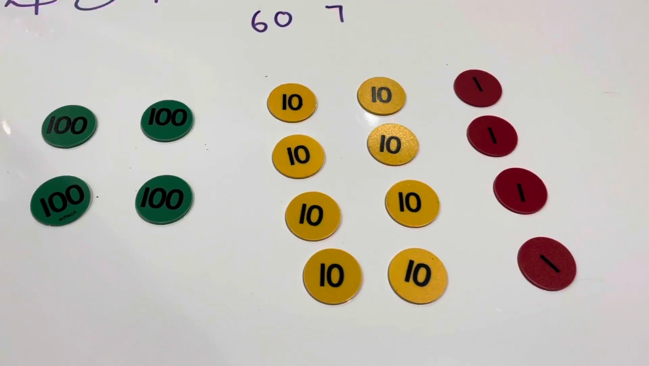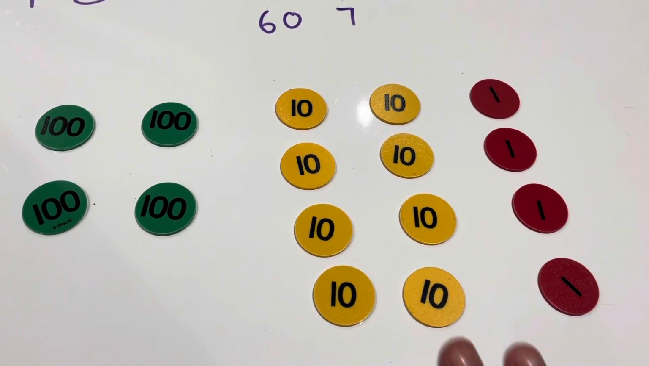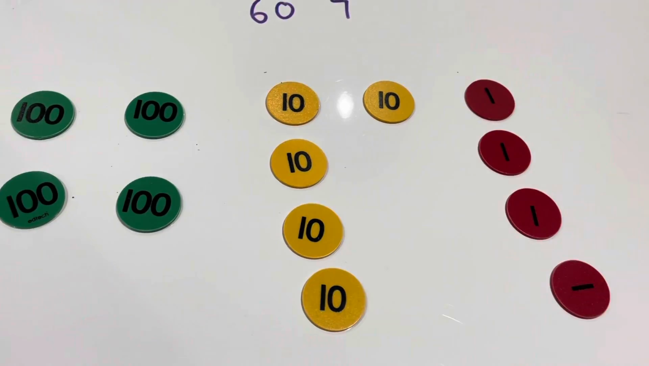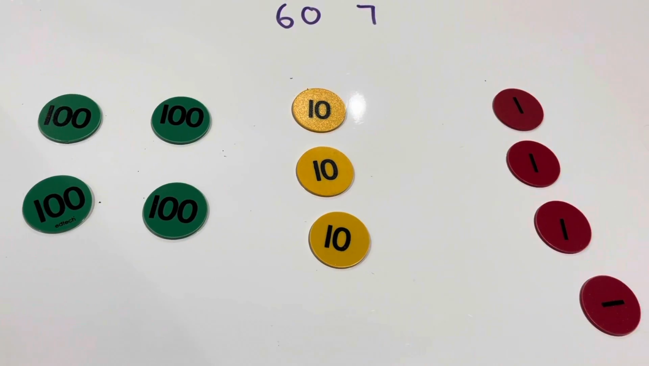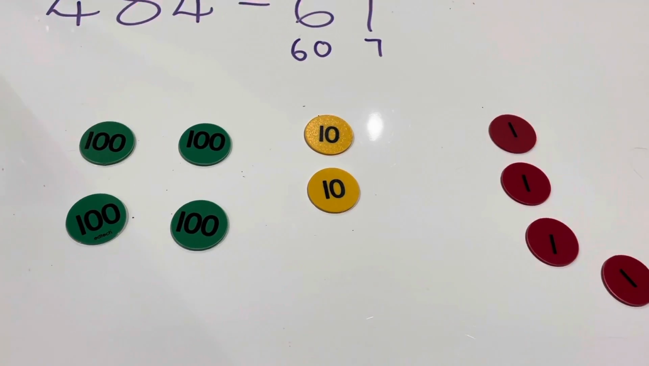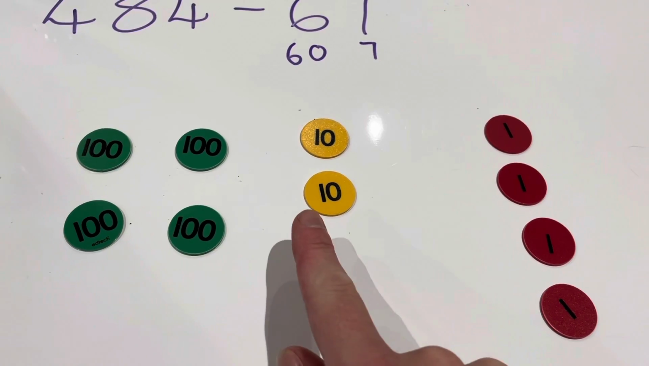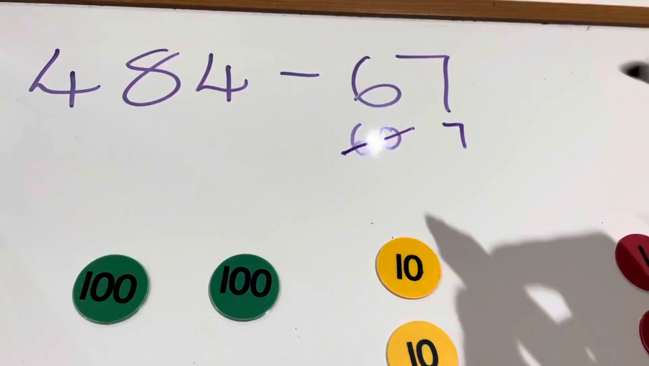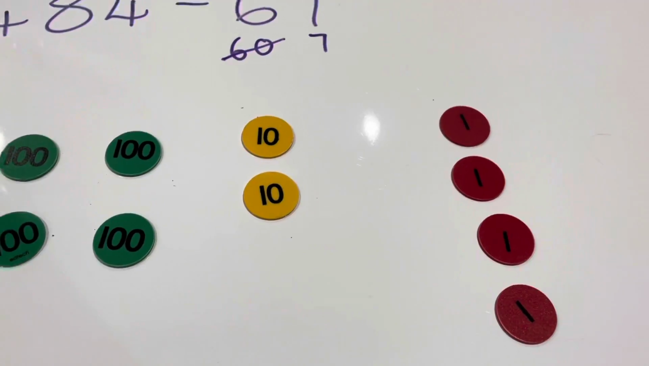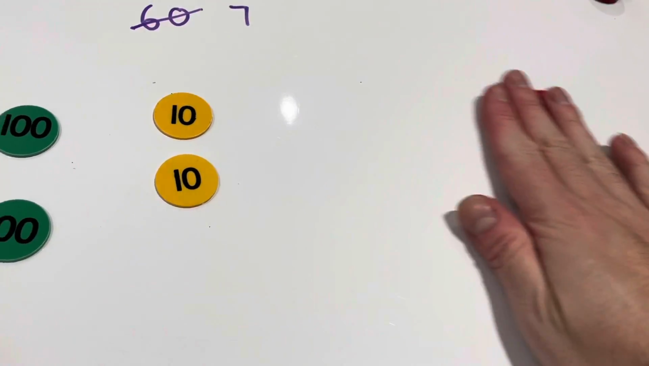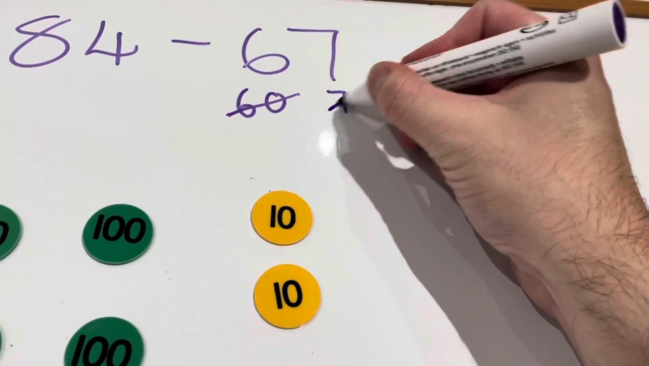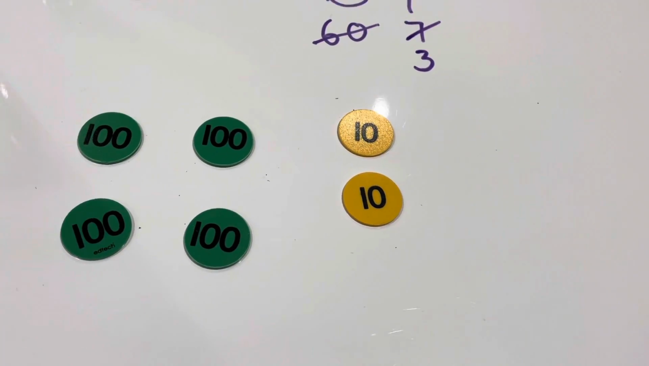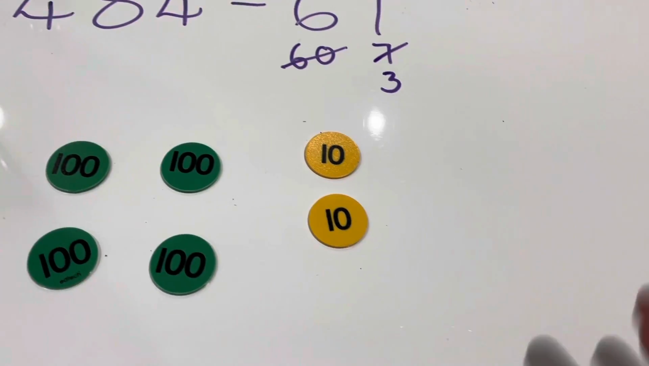So if I've got my 484 here, I'm going to start first of all by removing my 60. I'm going to remove 10, 20, 30, 40, 50, 60. That leaves me with 424. Okay, so I've got rid of my 60. That leaves me with 7 to take away. Before I do that, I can take away 4 straight away, leaving me with 3 to remove. The problem with that is I don't have 3 to remove. I have no units left over here.